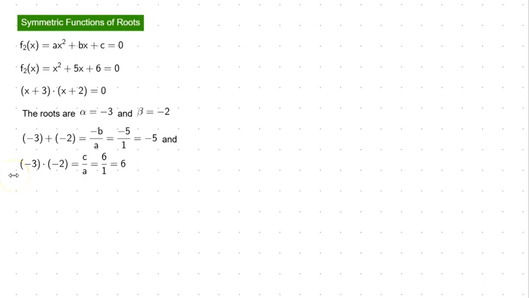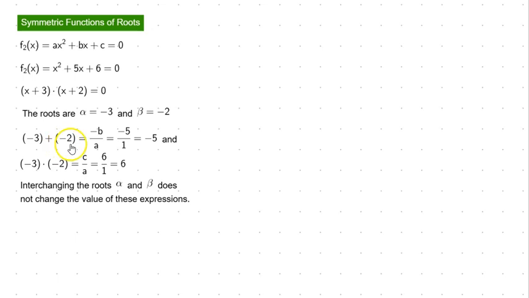This is pretty straightforward. But the interesting aspect is that interchanging the roots alpha and beta does not change the value of these expressions. So instead of saying minus 3 plus minus 2, if we say minus 2 plus minus 3, we get the same result. Similarly, minus 2 times minus 3 is 6. So even if we interchange alpha and beta, the value of these expressions does not change.